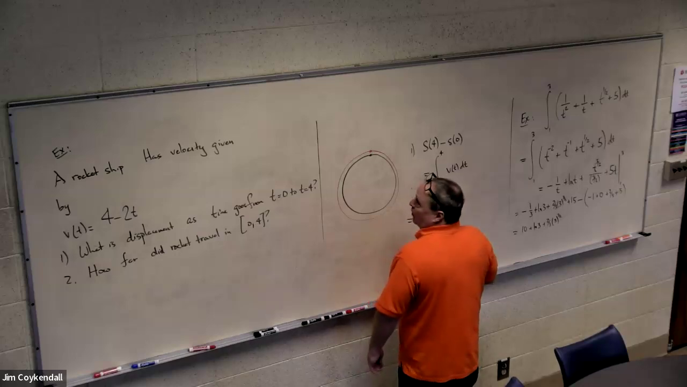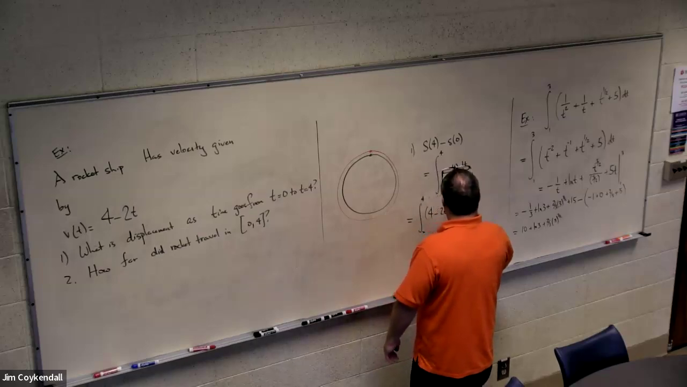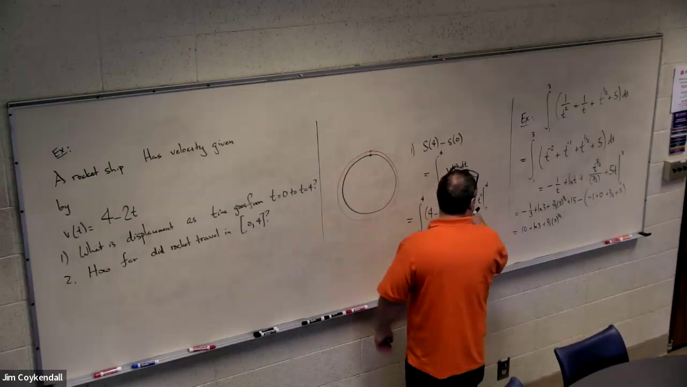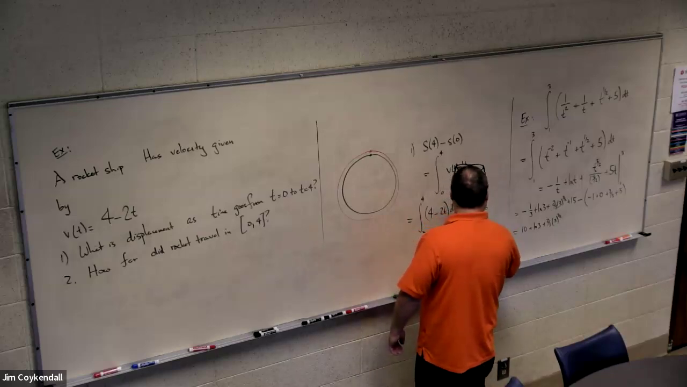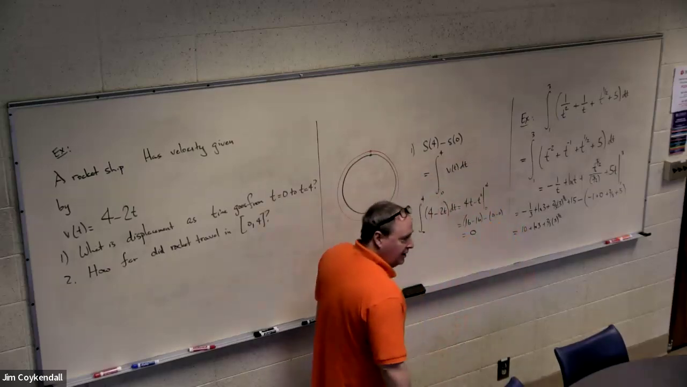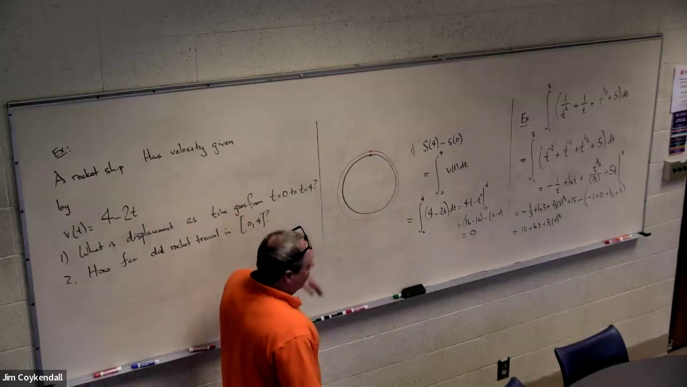So to do this for a problem, all I have to do is figure this out. This is 4 minus 2t, 0 to 4, so I get 4t minus t squared. So I get 16 minus 16, minus 0, I get 0. So what's the situation here? My displacement is 0, so wherever I started is where I ended up.